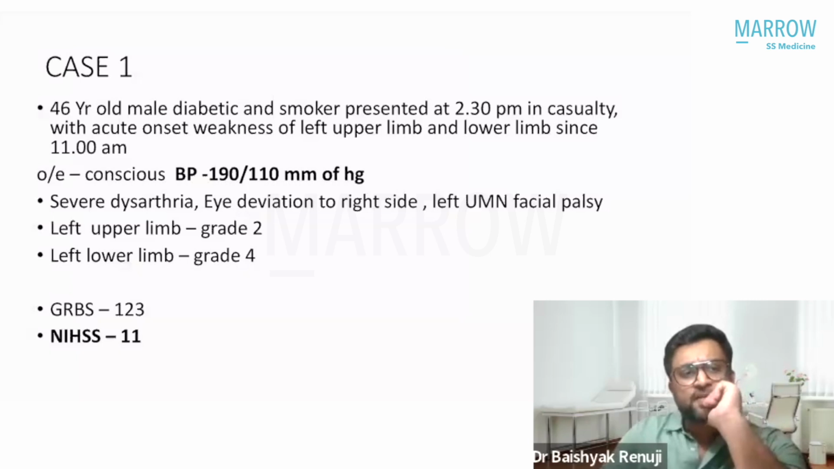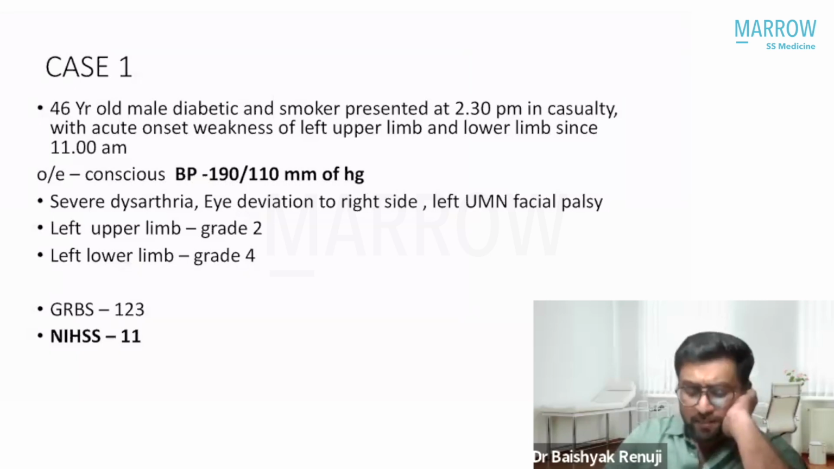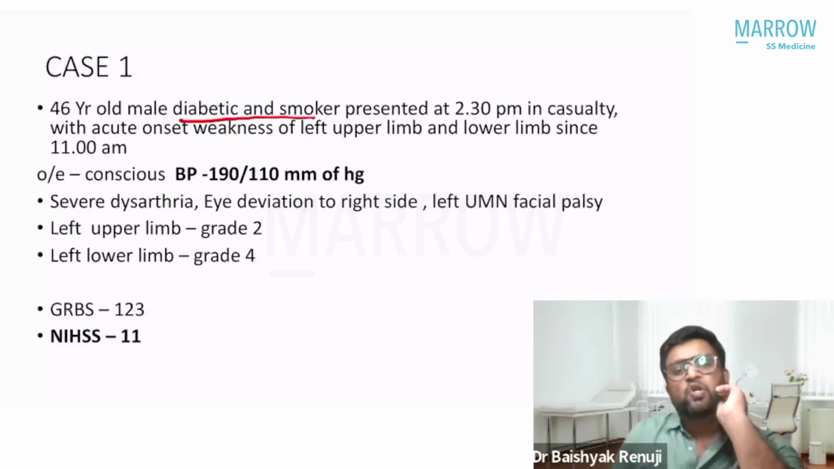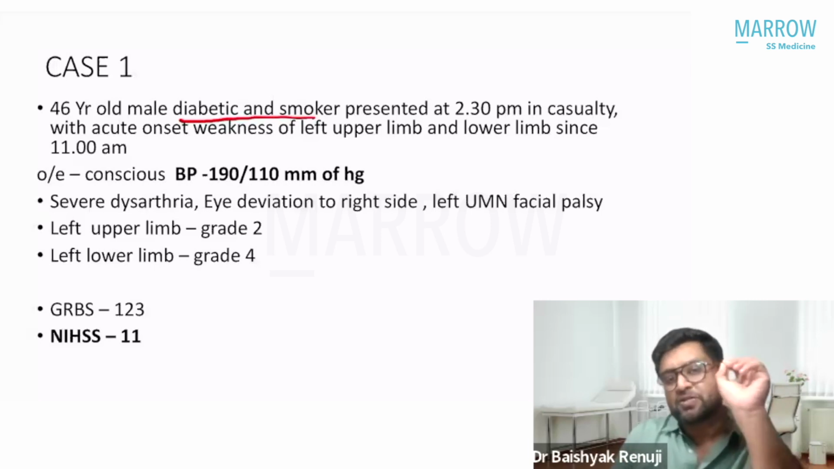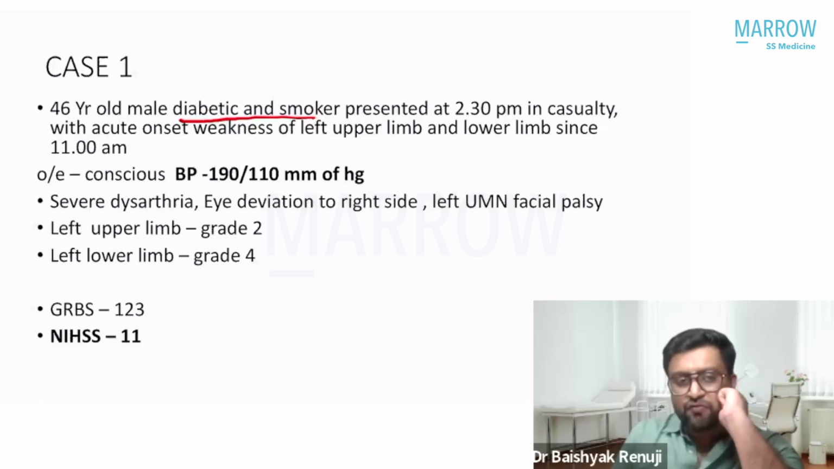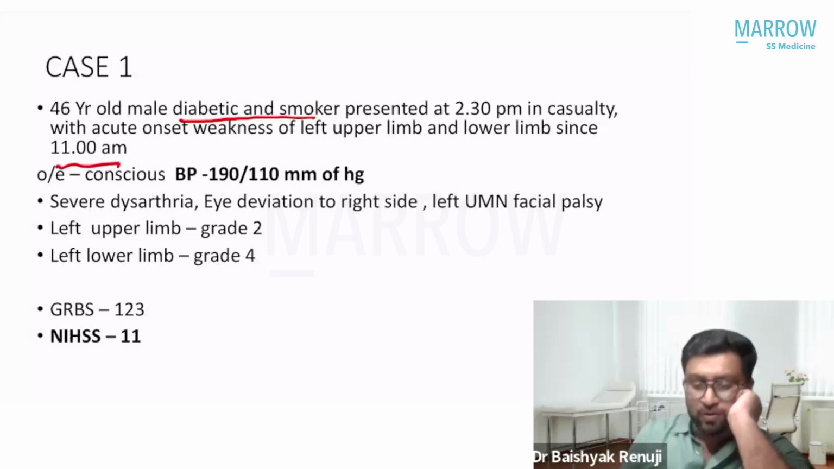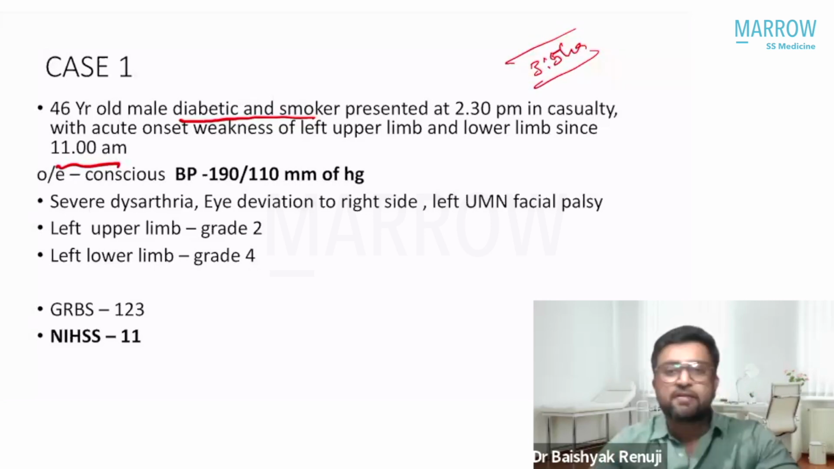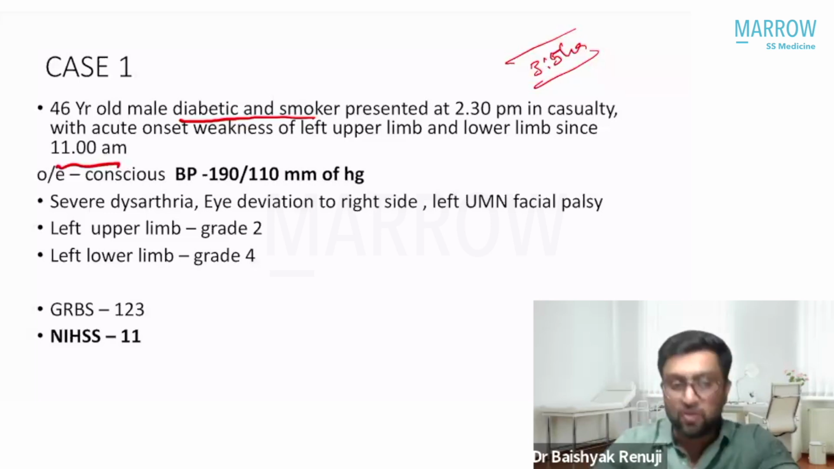So this is the first case. A 46-year-old male, diabetic and smoker. Remember that, diabetic and smoker. This is our own case. He entered the casualty at 2:30 p.m. with acute onset weakness of left upper limb and lower limb since 11 a.m. Now the window is around 3.5 hours. Is there any doubt that it is stroke or not? There is no doubt because it is hyperacute onset, unilateral weakness, it is stroke.